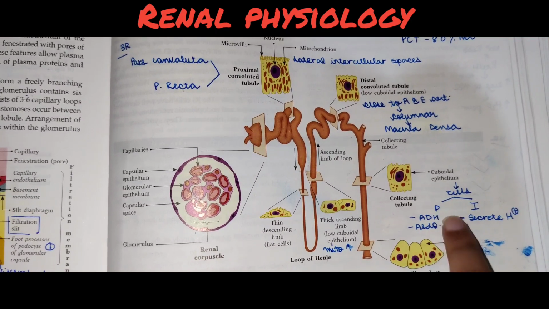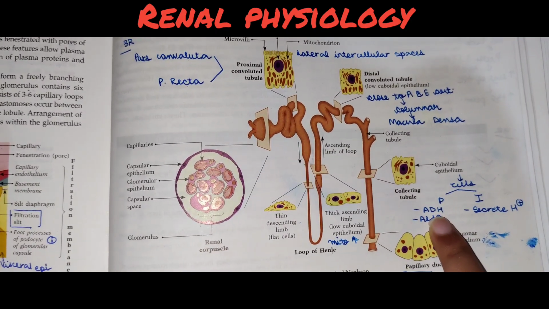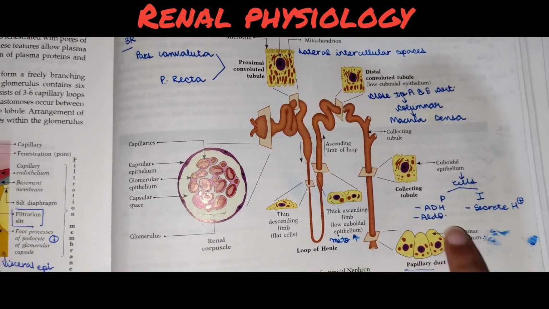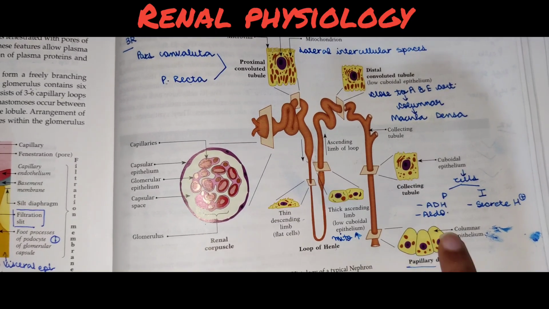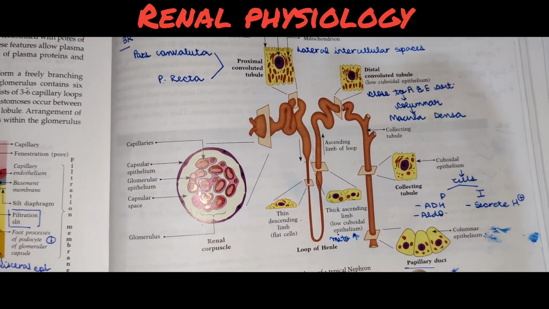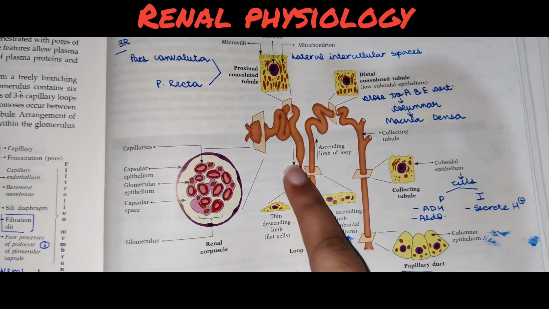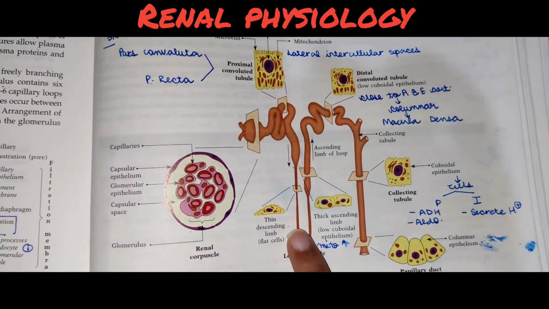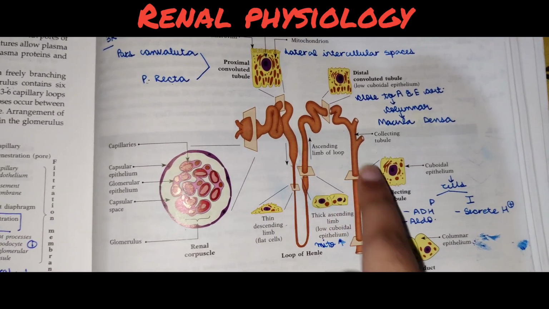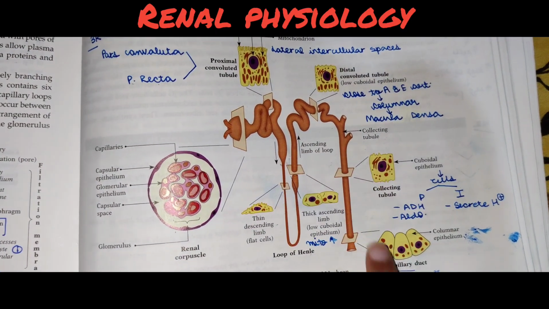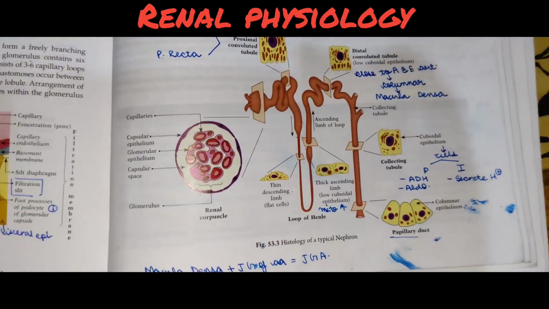And in P cells, as they help in conservation of water, some aquaporin will be present. So which aquaporin is present? Aquaporin 2. Then we have the papillary duct, which is made up of columnar epithelium. So regarding the epithelium, this was cuboidal, flat, low cuboidal, cuboidal and columnar.